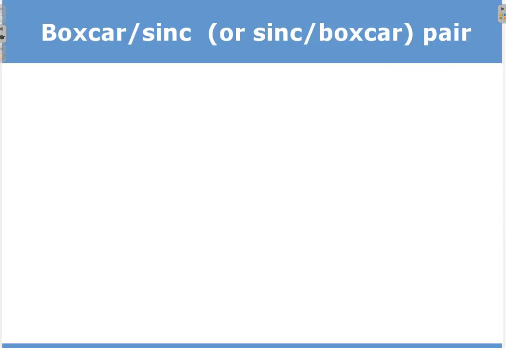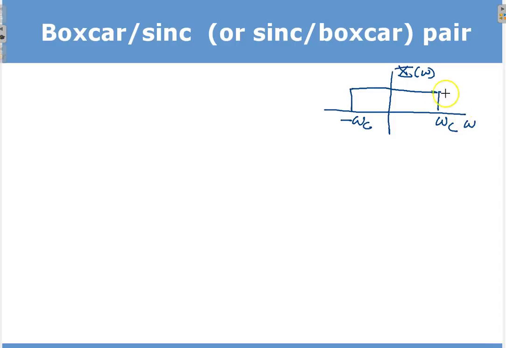Okay, now we come to what is probably the most useful transform pair, which is the boxcar or rectangle to sinc, or if you're going the other direction, sinc to boxcar pair. So let's say that we have a signal in frequency that looks like this. So here's x of omega, and it is basically flat. It's 1 from minus omega c up to omega c.